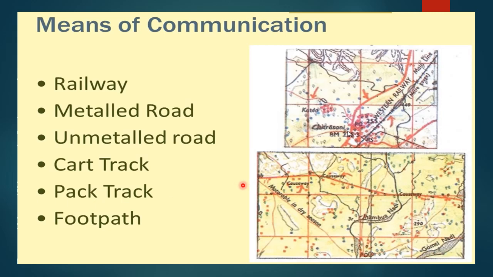Now, the next topic, that is the means of communication, transport and means of communication. So here some examples are railway, metalled road, unmetalled road, cart track, pack track, and footpath. So in this way, they are shown by these black lines, the red lines, right? So they are shown about the modes of communication. Railway, again, we will understand about the three railway tracks or gauges given on the topo sheet.